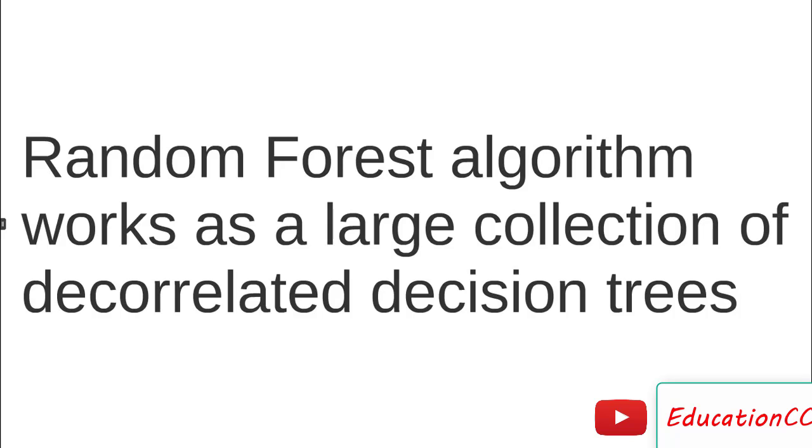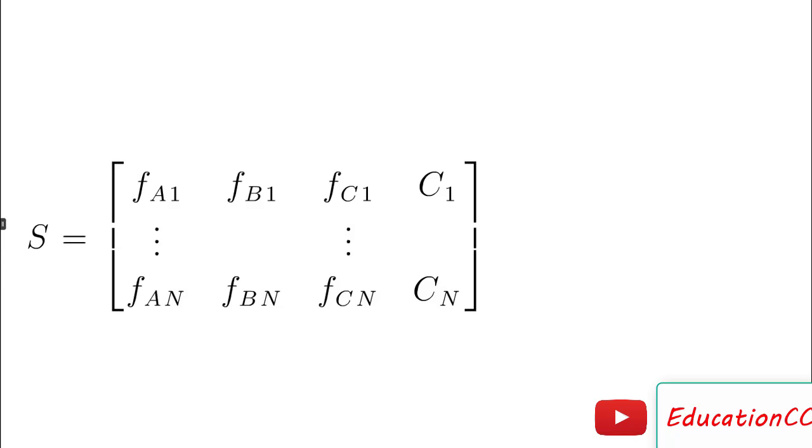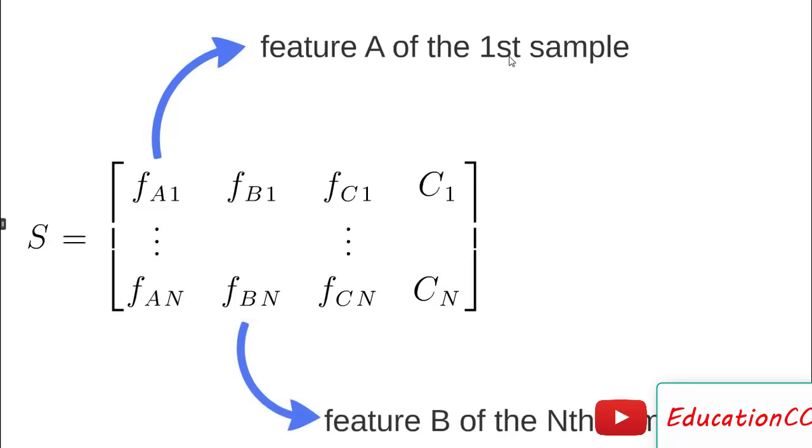So, how does the random forest algorithm work? Let's see. We show here in this example a matrix S. Let's suppose this matrix S is a matrix of training samples that we will submit to the algorithm to create a classification model. In this case, FA1, FB2, FC1 are a lot of features. For example, FA1 is the feature A of the first sample, and we continue in all the samples up to N. So FBN is the feature B of the nth sample.